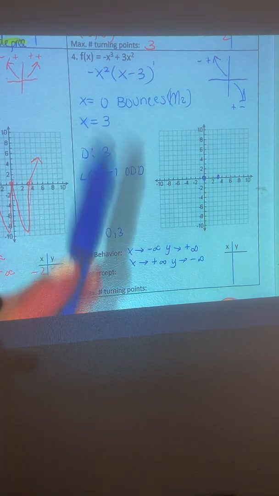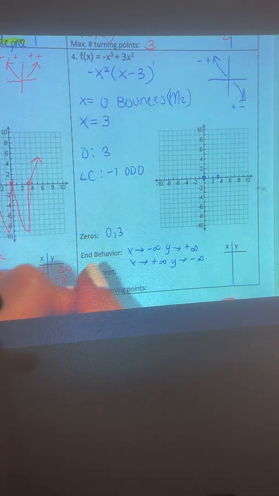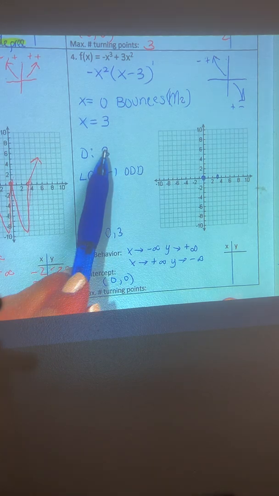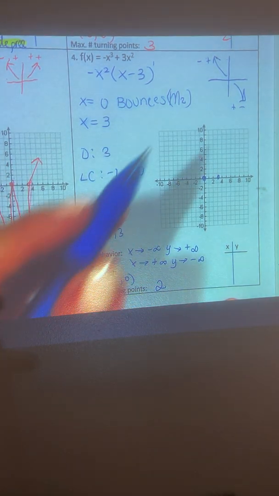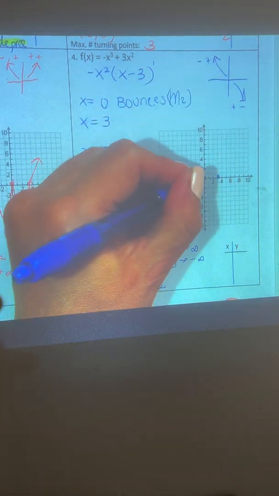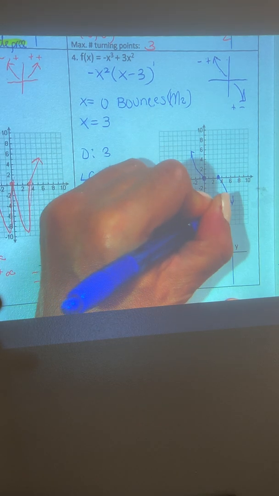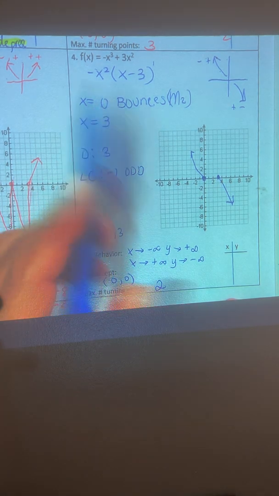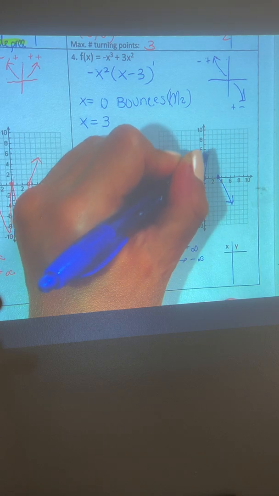Okay, y-intercept, plug in x for 0. 0 times negative 3, that's 0, 0. Maximum number of turning points, 1 less than the degree. 3 minus 1 is 2. Okay, so now, here are my 2 zeros. It has to look like this. So the one to the left goes up, the one to the right goes down. Now, it has to have 2 turning points. At 0, it's going to bounce. So it doesn't go through. It's going to bounce up. And it's going to be like this.